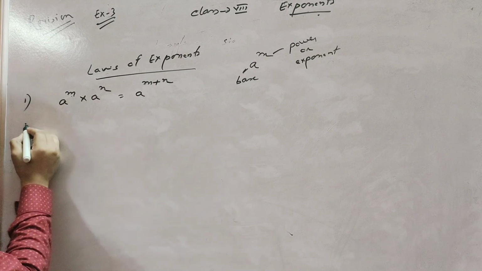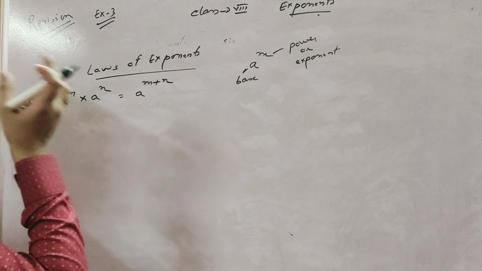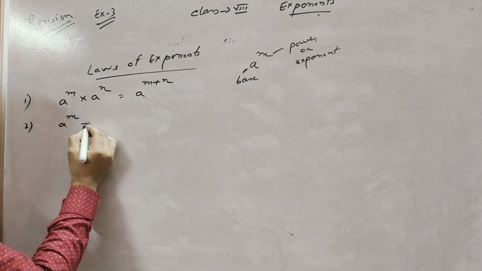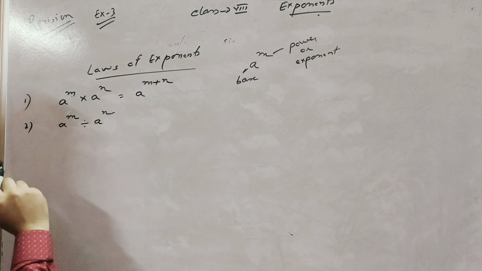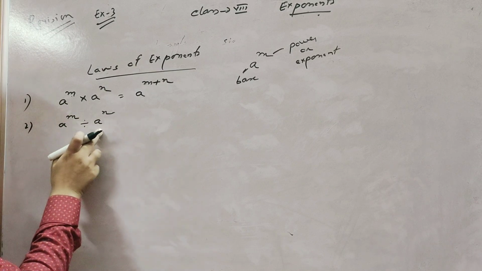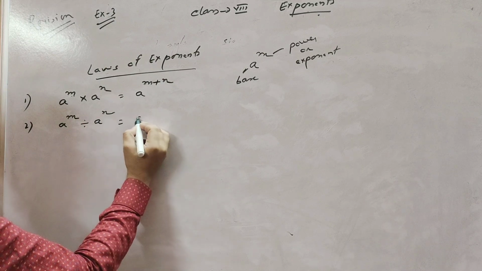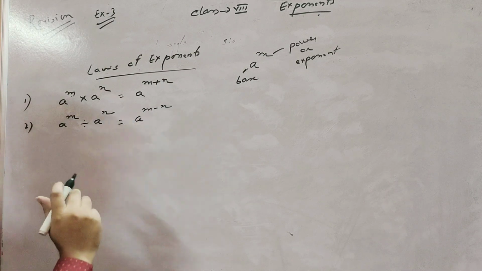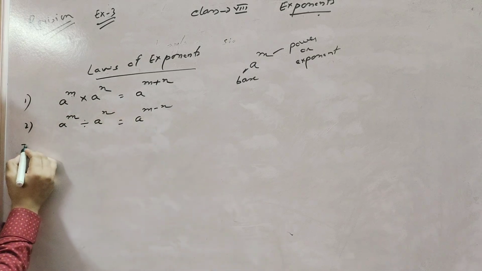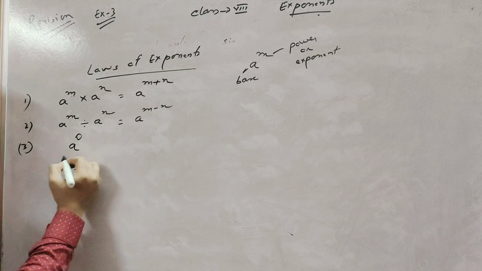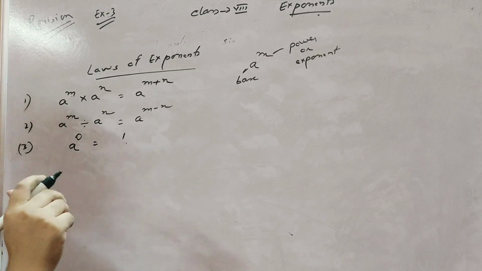This is a revision class for betterment for the examination. a^m divided by a^n, that means what? When you have two similar bases with different powers in the form of division, at that time the powers get subtracted. Third point: any base with the power 0 is given, the answer is 1.